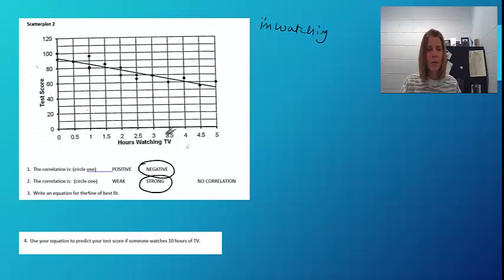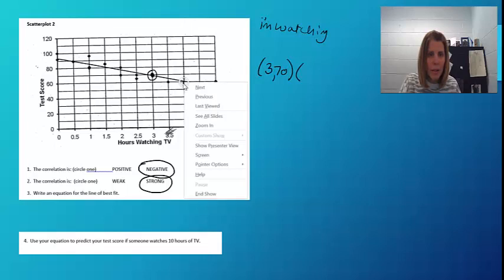So the next thing that we want to do is write an equation for the line of best fit. If you did it on your own, you might have picked two different points, but if not, just pick right with me. I am going to pick a data point that falls right in the middle. So I'm going to pick that one right there, which would be 3 and then up 70. So (3, 70) would be the first one that I'm going to pick. And then I'm going to pick another one. I'm going to pick this one right here. It seems to be a pretty nice one.